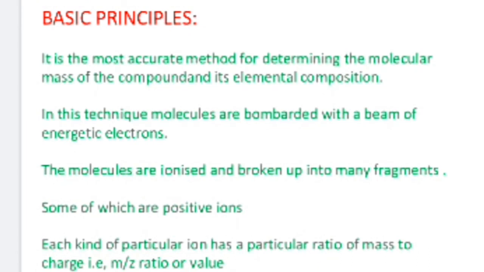Here in this slide, I have tried to explain the principles of mass spectrometry. So mass spectrometry is the most accurate method for determining the molecular mass of the compound and its elemental composition. In this technique, molecules are bombarded with a beam of energetic electrons.